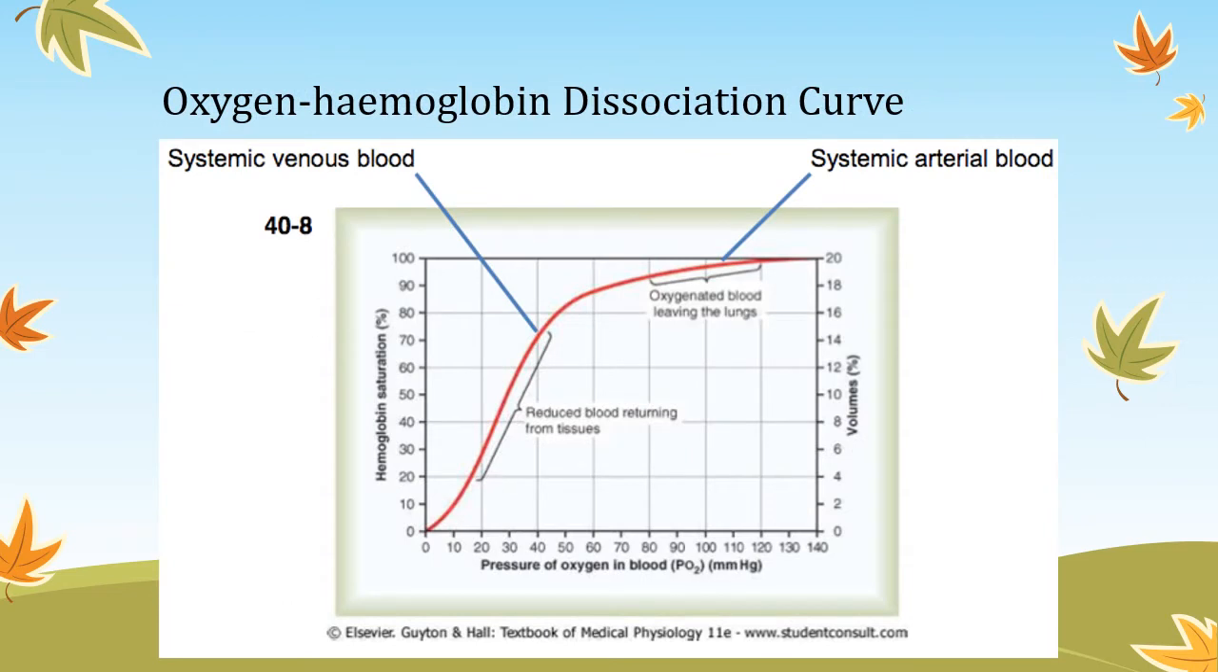Okay, so this is the oxygen hemoglobin dissociation curve, and you can see that it is not a straight line. It's definitely not a straight line. It's got a shape like an S. Remember we talked about partial pressure, which is denoted by the letter P. So PO2 means the partial pressure, or the pressure, of oxygen in the blood, right? So you have PO2 here, and you have hemoglobin saturation in percentage.